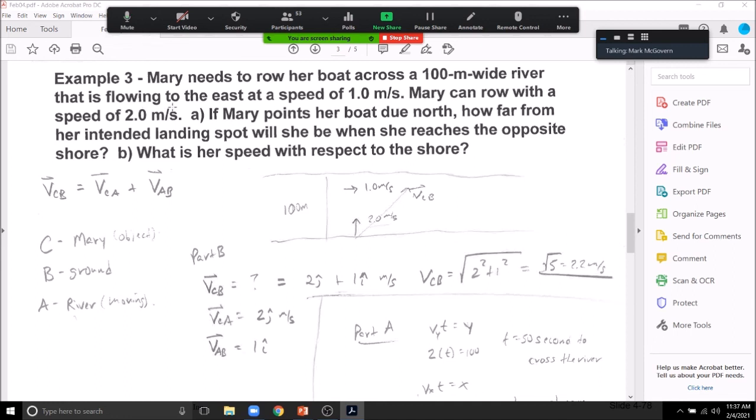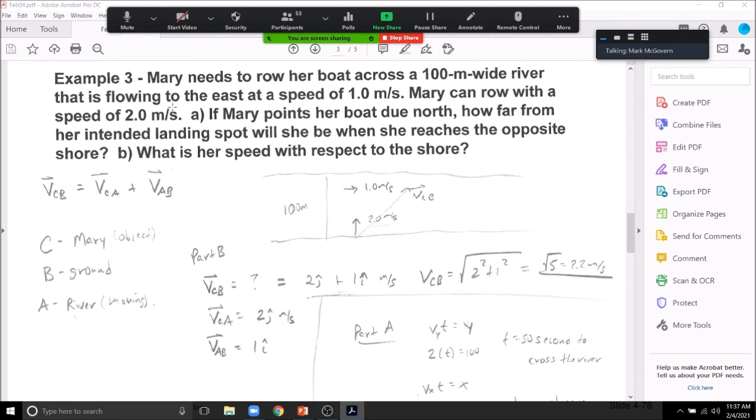All right. Mary needs to row her boat across a 100-meter wide river that is flowing to the east at a speed of 1 meter per second. Mary can row with a speed of 2 meters per second. Mary points her boat north. How far from her intended landing spot will she end up when she reaches the other side?